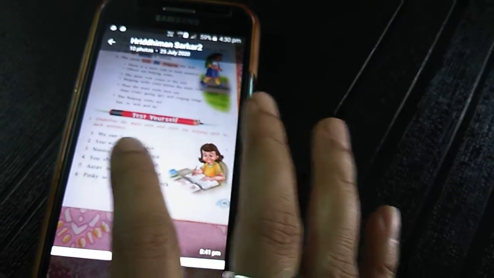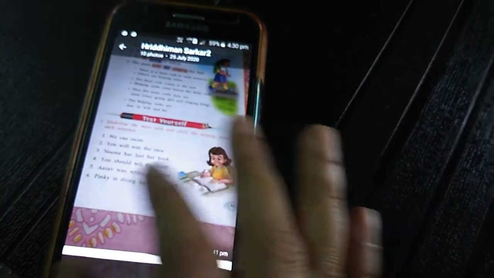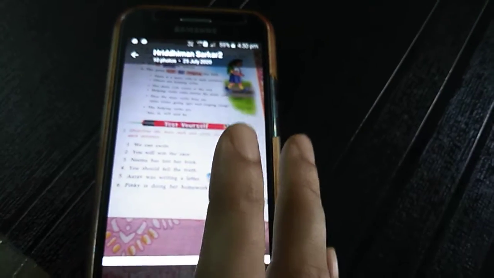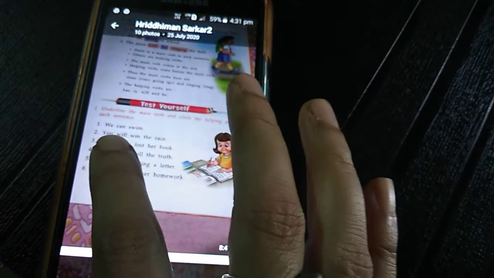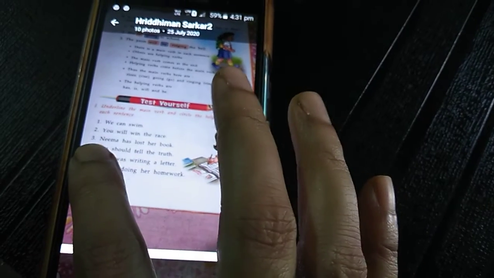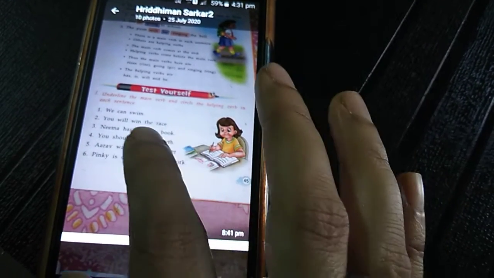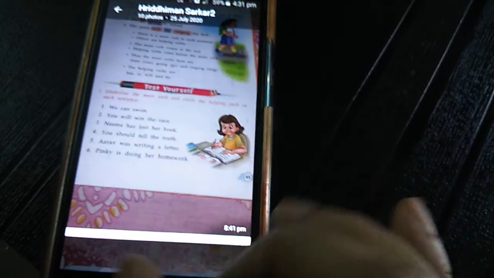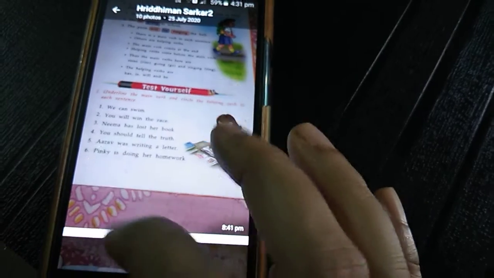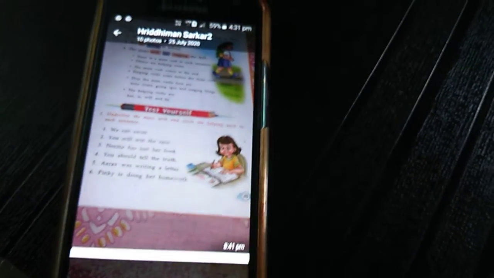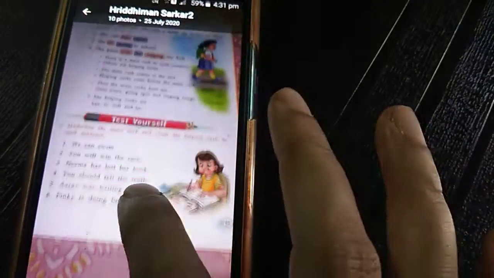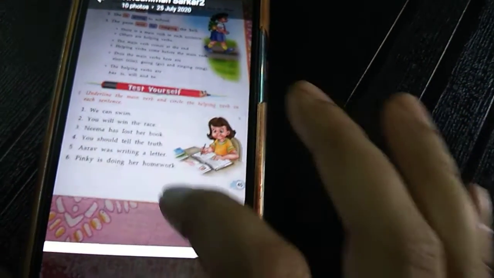Now you will do this one. Underline the main verb and circle the helping verb. We can swim: the main verb is swim and the helping verb is can. We will win the race: win and will. Lost and has. You will tell the truth. You should tell the truth. This one you do by yourself. Very easy, main verb and helping verb.